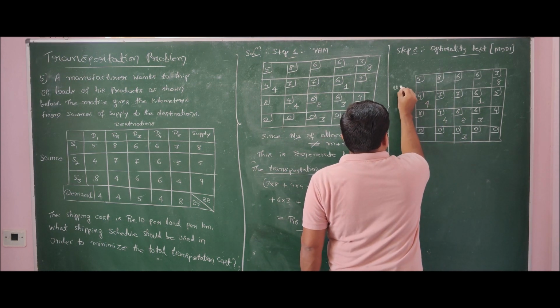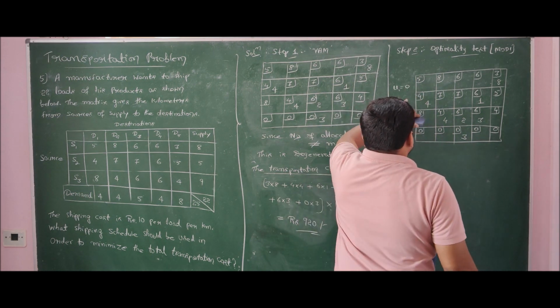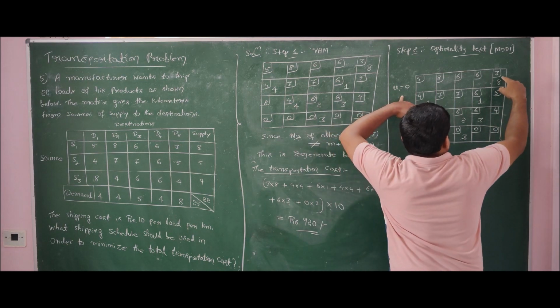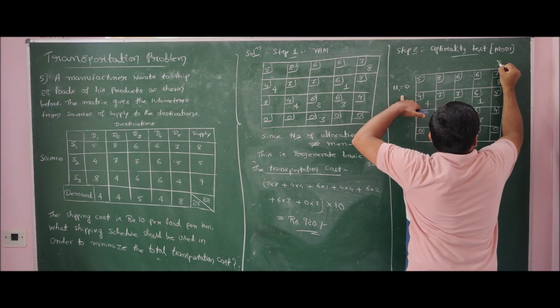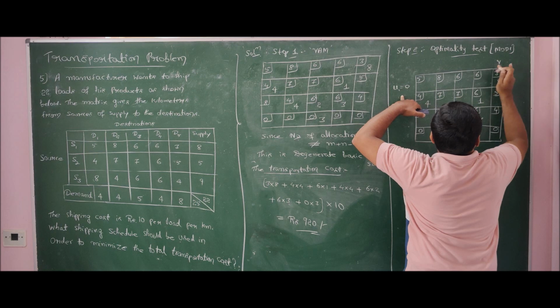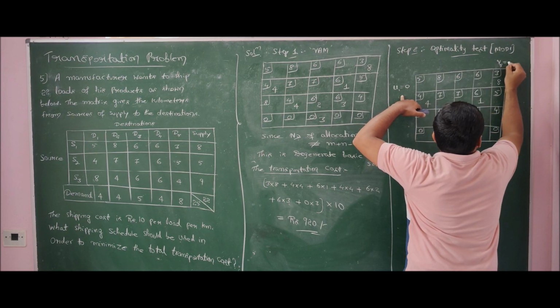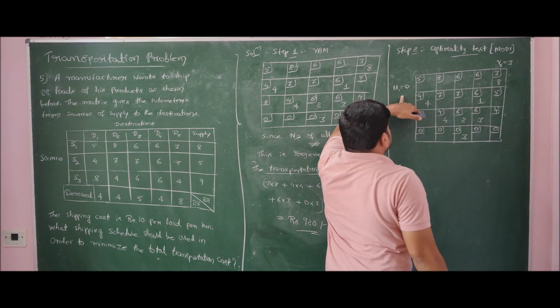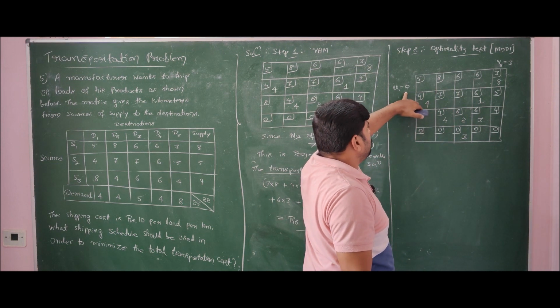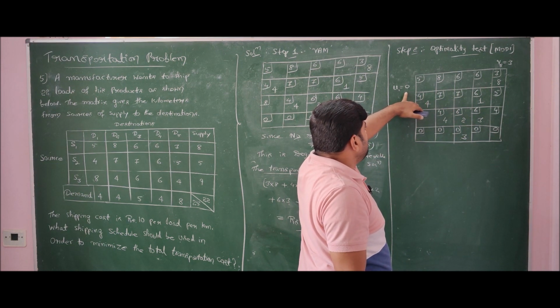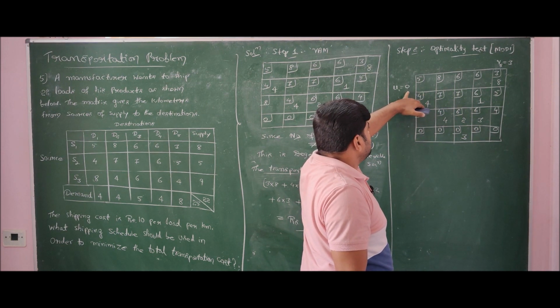So I'll start with U1 is equal to 0. We have allocation here. So therefore V5, right? 1 2 3 4 5, correct. V5 should be 3, right? Cost is 3. So therefore 3 should be equal to U plus V. So that will be 3.